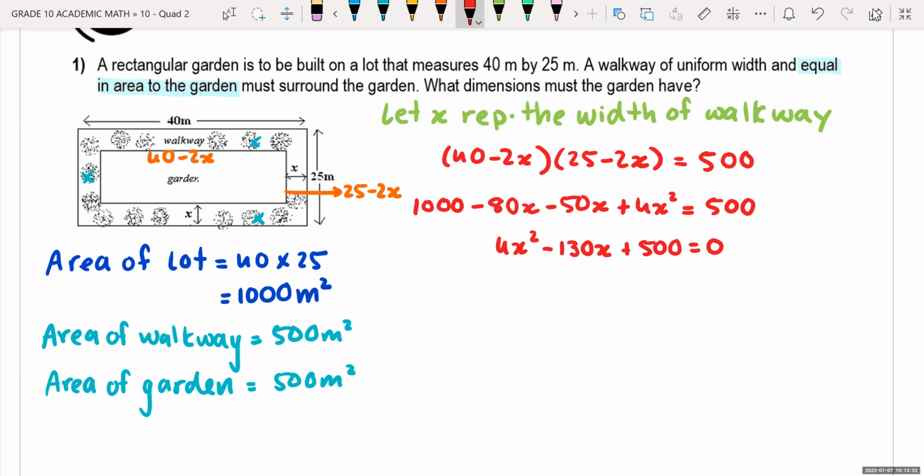Now, everything here is not divisible by 4, but everything here is divisible by 2. So I'm going to factor out the 2, and I'm going to get 2x squared minus 65x plus 250 is equal to 0.